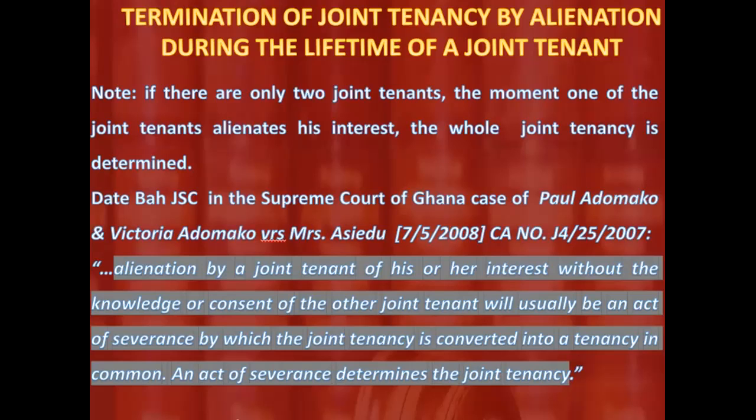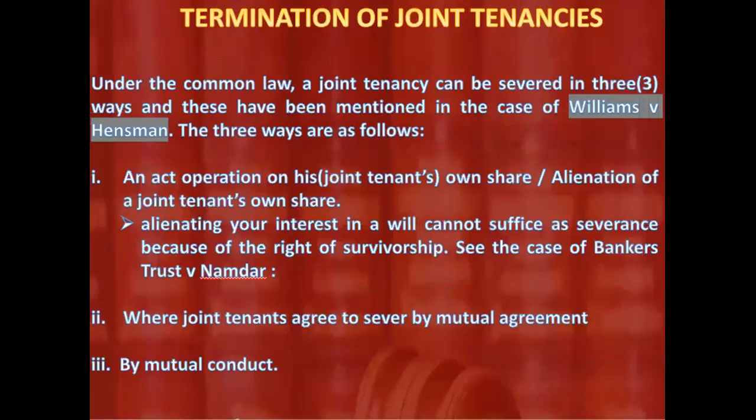And as mentioned earlier, these are the three ways mentioned in Williams and Hensman. One, when one person alienates his share. Two, when there's mutual agreement to terminate the joint tenancy. And three, when there's mutual conduct showing that they do not intend to go ahead with the joint tenancy anymore.